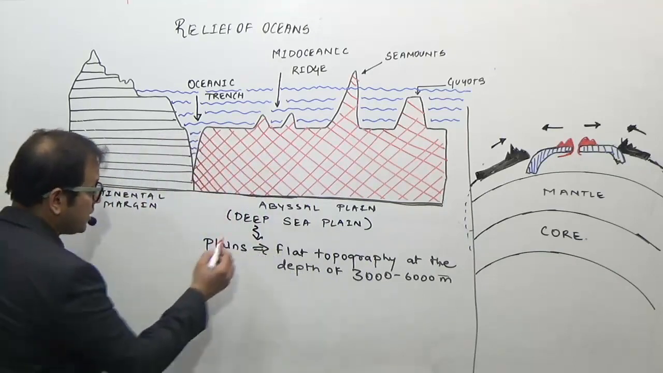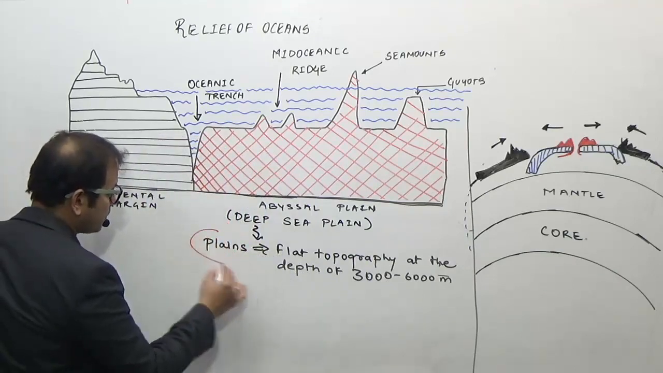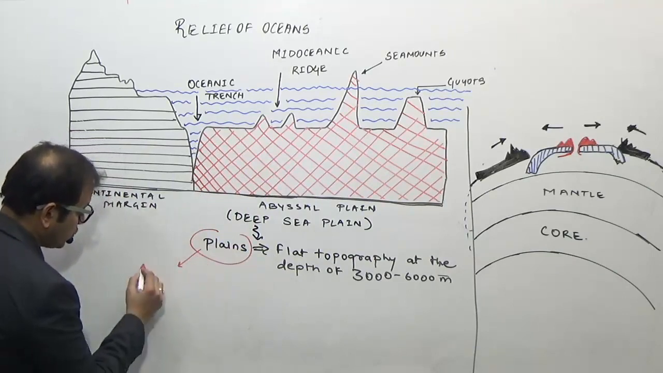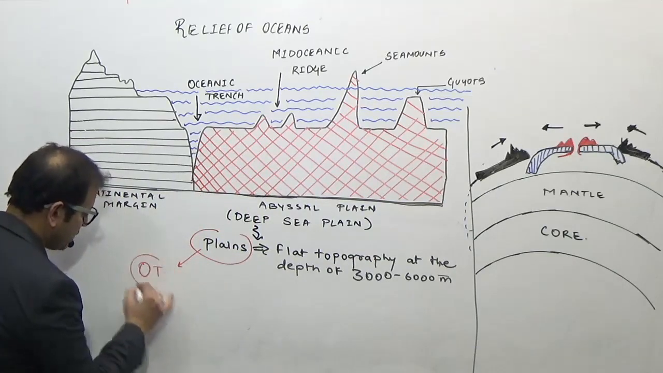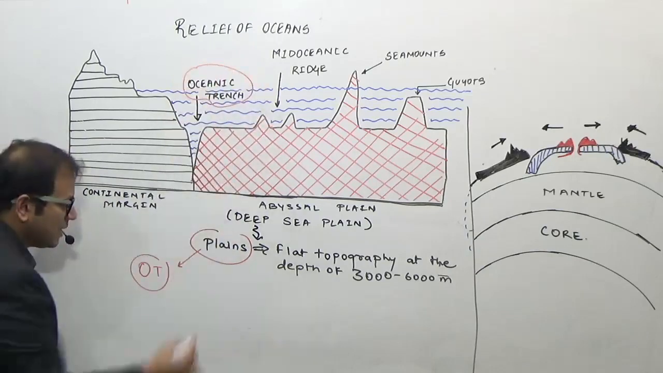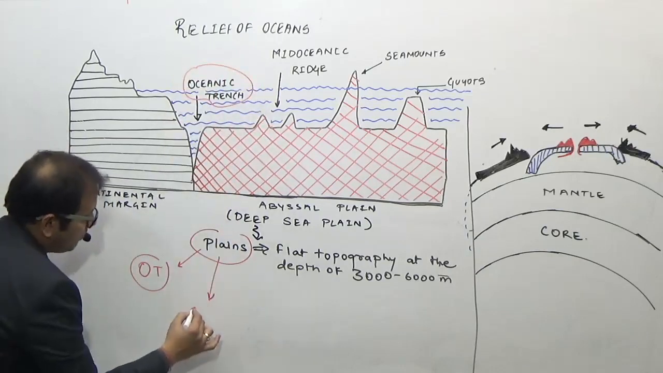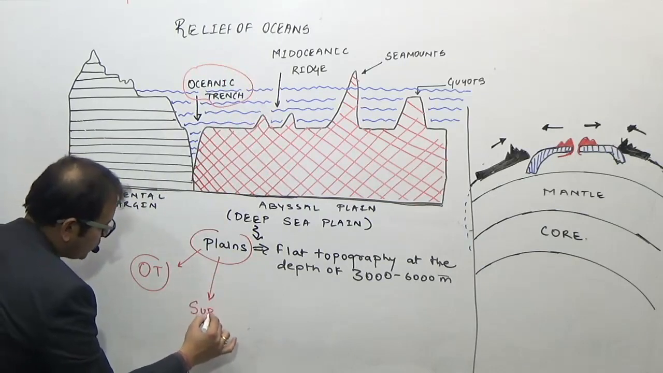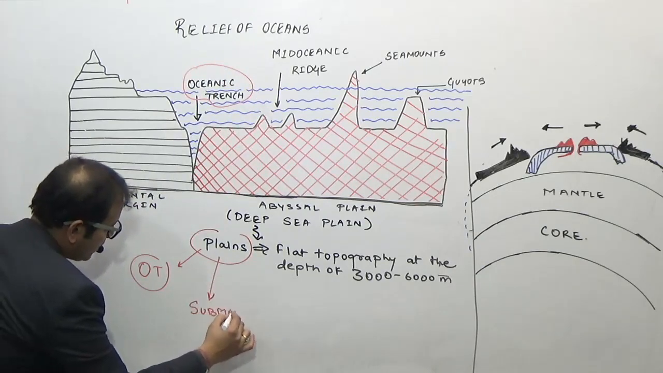So these deep sea plains are divided into oceanic trenches, which are shown here. So one part is an oceanic trench. They are also divided into mid-oceanic ridges, which are also known as submarine ridges.